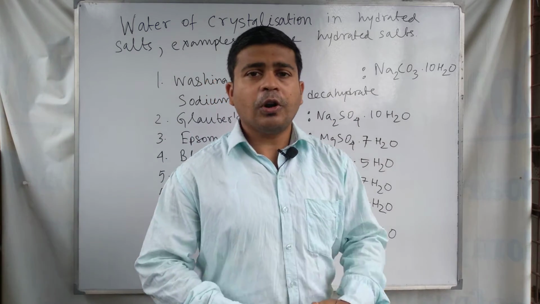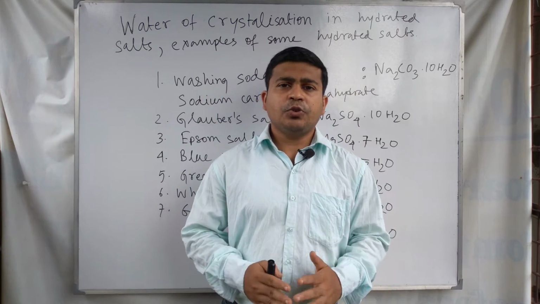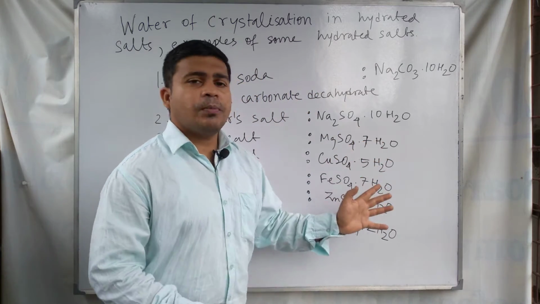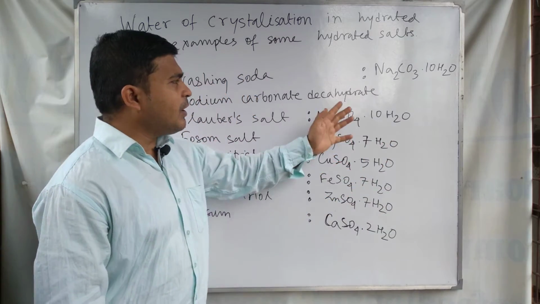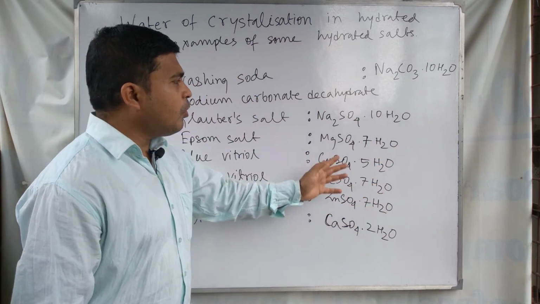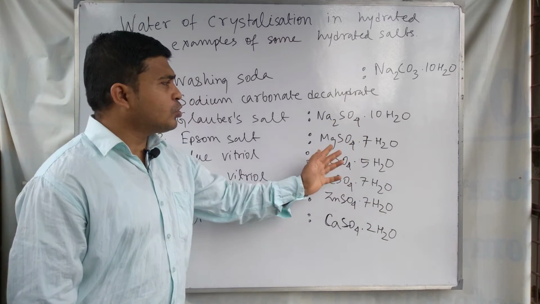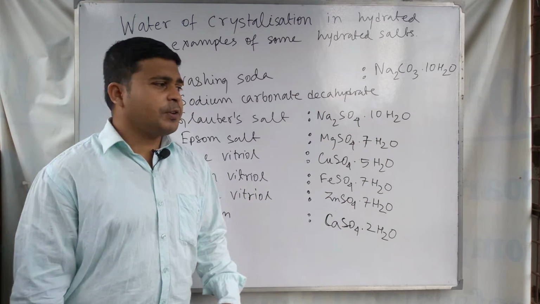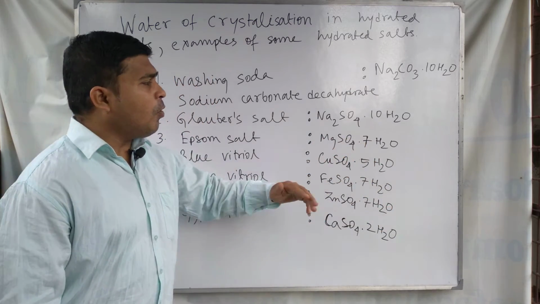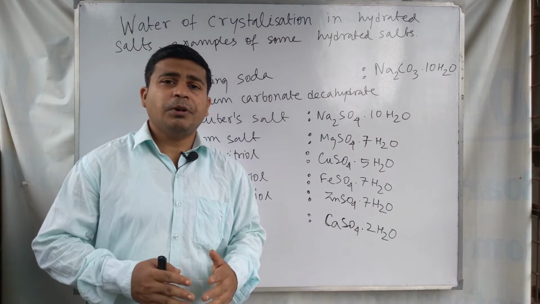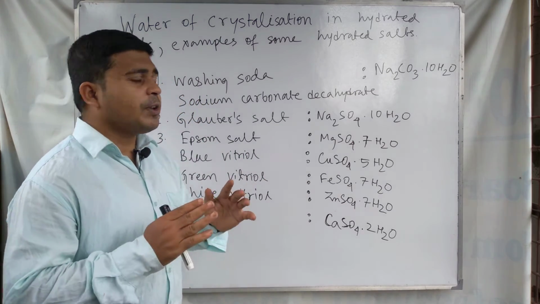Actually, when these crystalline salts are crystallizing out from their saturated solution, at that time a fixed number of water molecules are associated with each molecule of these salts, and these are called hydrated salts, and the fixed number of water molecules that are associated with each molecule of the salts are called water of crystallization. So this is regarding the hydrated salt and the water of crystallization, or what we mean by water of crystallization. This is the point about water of crystallization and hydrated salts.